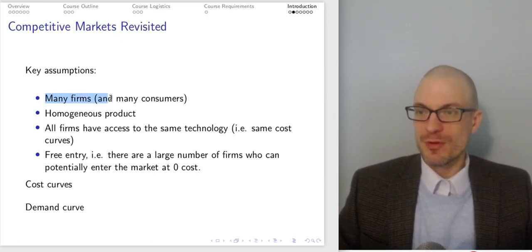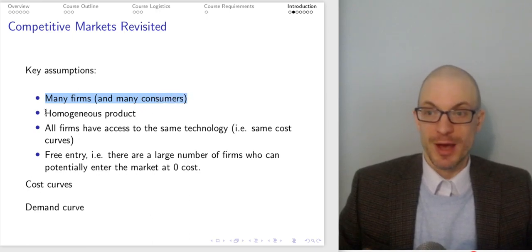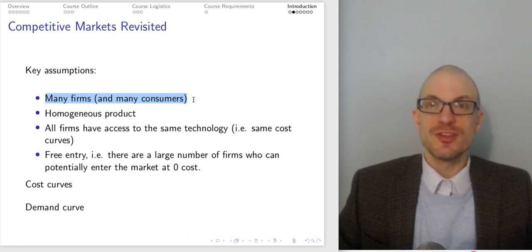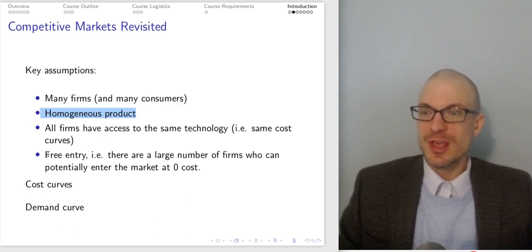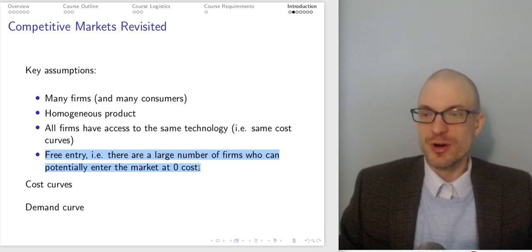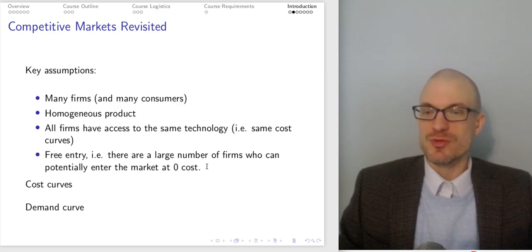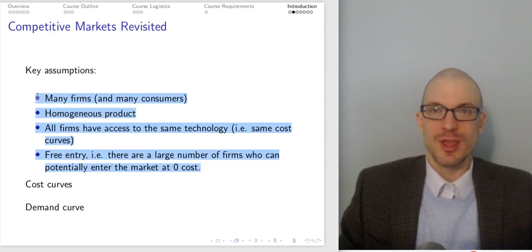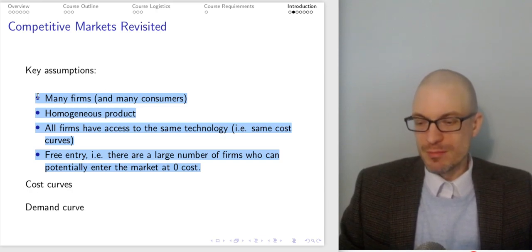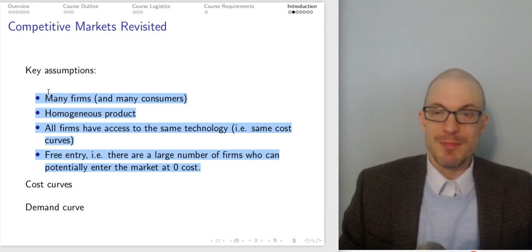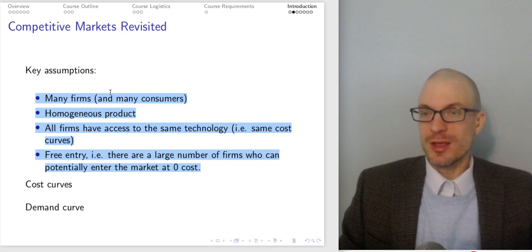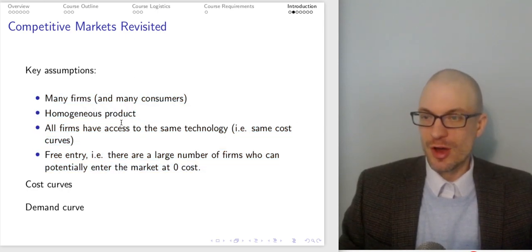So our key assumptions for perfect competition are that we have many firms, many buyers, and many consumers, which means that each is insignificant relative to the market. They're going to be price takers. They're selling a homogeneous product, an identical product. They have access to the same technology, the same cost curves. There's free entry and free exit. There's a large number of firms that can potentially enter the market at a cost or at zero cost. And so this gives rise to a situation where firms are price takers. They're going to look at their cost curve. They're going to bring their marginal cost equal to the market price, which has been determined by the interaction of supply and demand and a variety of other firms operating in the market, and there's going to be zero economic profit in the long run.